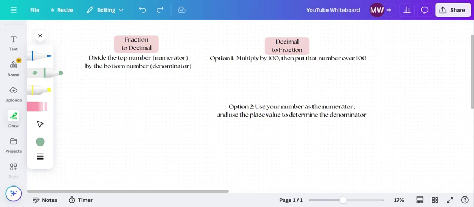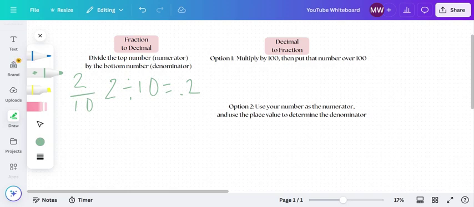So first we'll start with fractions to decimals. The easiest and quickest way to turn a fraction into a decimal is to divide the top number, which is our numerator, by the bottom number, which is our denominator. So if we have a fraction like 2/10, that really means 2 divided by 10. Which would give us, if we plug that into our calculator, or maybe you know already by saying it as 2/10, that would give us 0.2.